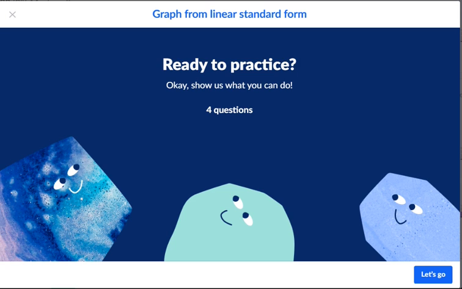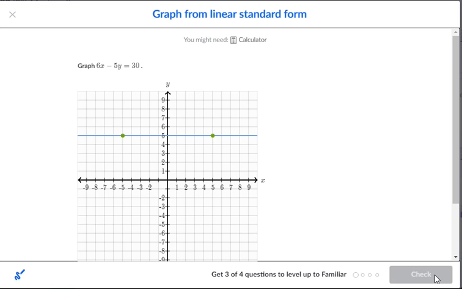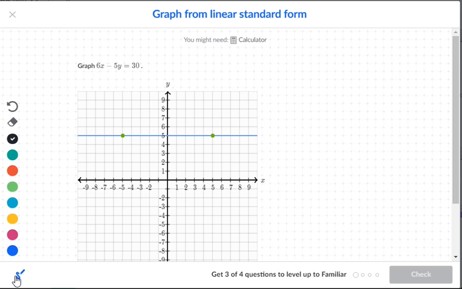Graph from linear standard form. So we have the following problem. We have 6x minus 5y is equal to 30, and we want to go ahead and graph this line.